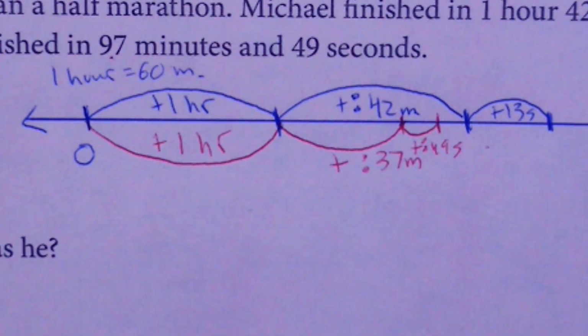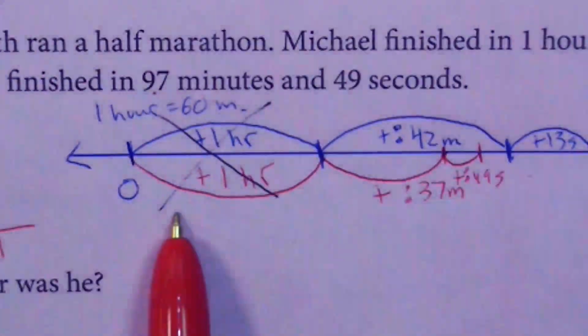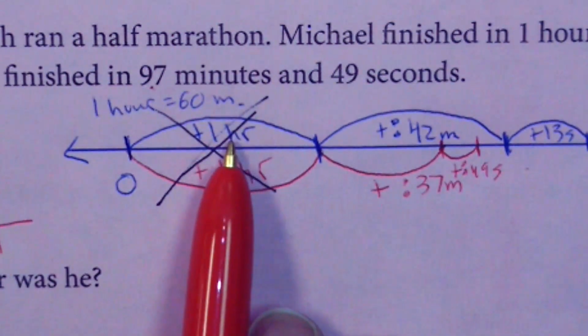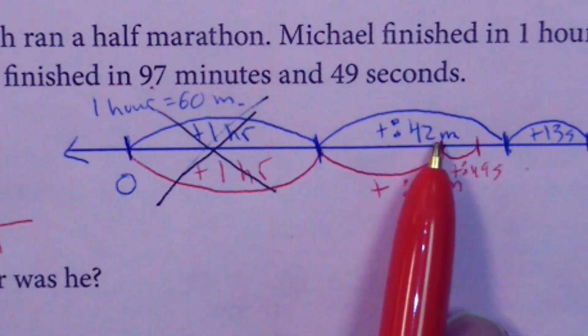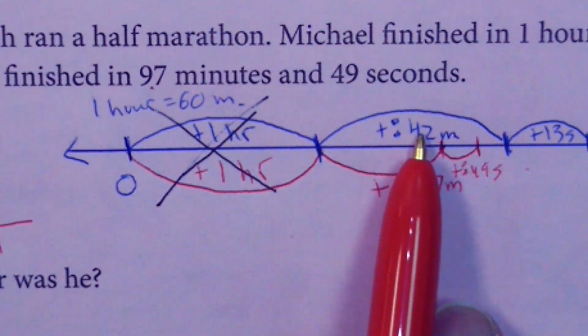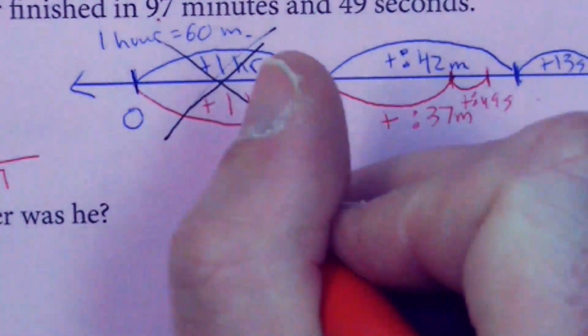We can forget, and maybe I'll do this in pen, we can forget this hour, because they both, black pen, there we go, because they both went the same hour, right? Here's our issue, 42 minutes versus 37 minutes. So what am I going to be doing? I'm going to be taking 42 minus 37 to figure out our minutes difference.